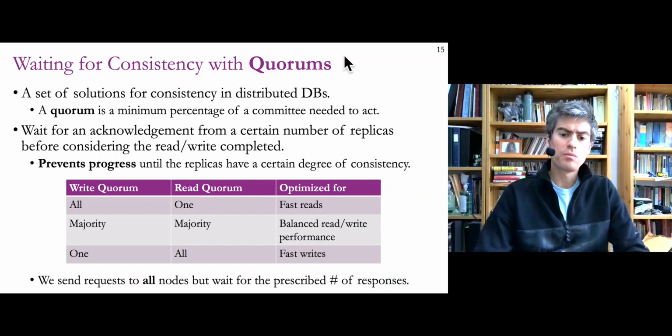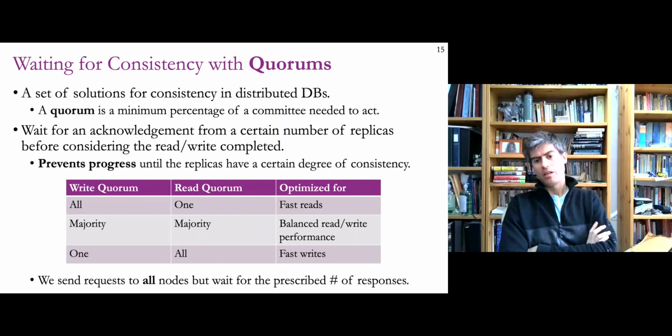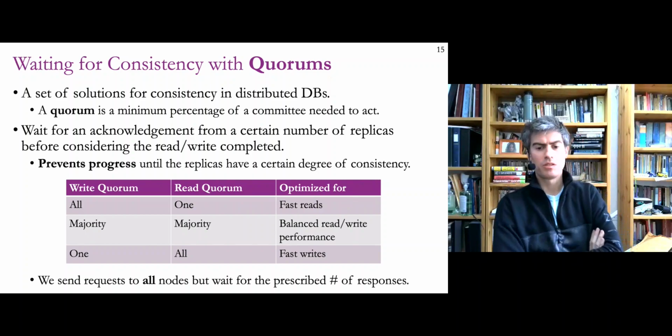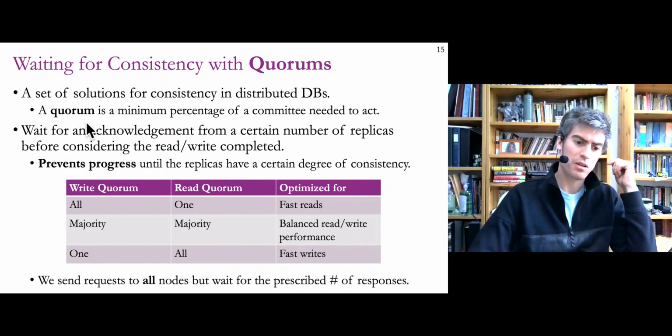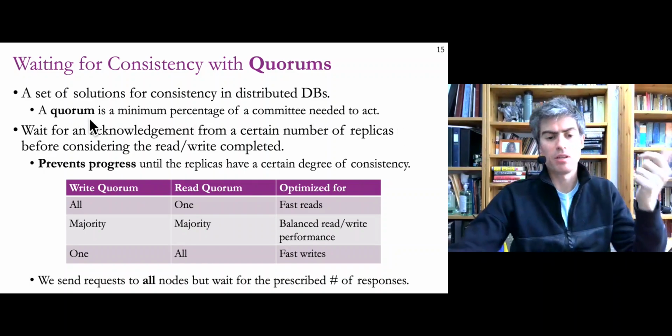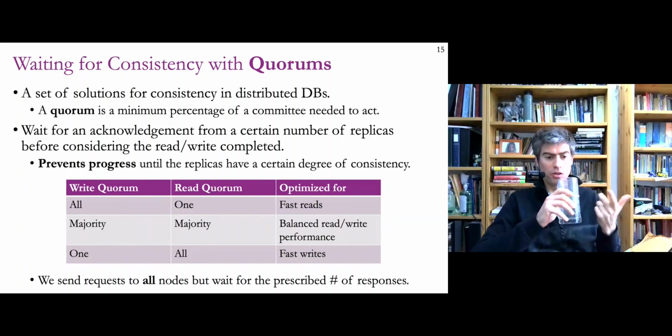And so quorums is the term for deciding how many replica nodes you need to involve in the reads and writes for a distributed database. In general parlance, a quorum is a minimum percentage of a committee needed to act. That same concept applies to databases by specifying the minimum percentage of replicas that are needed to do a read or write.